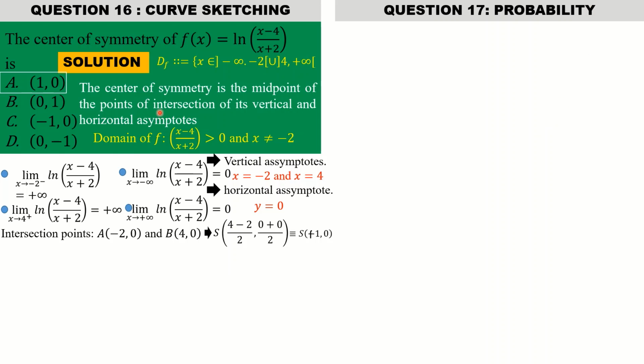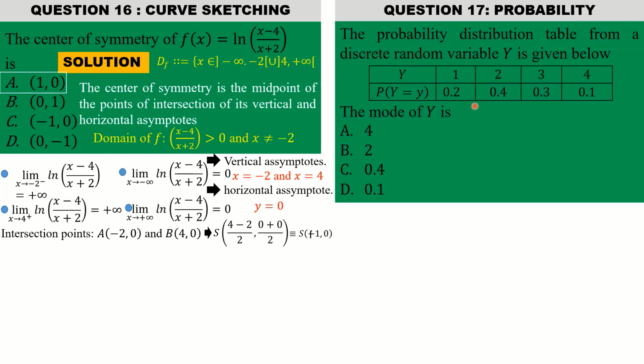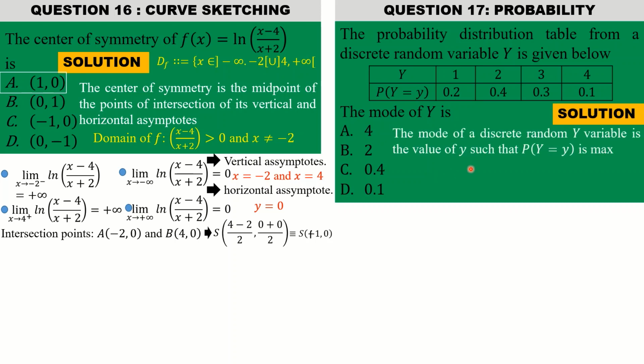It came from the topic probability, and the question reads: the probability distribution table of a discrete random variable Y is given below. The mode of Y is? So, solution: let's define the mode of a discrete random variable Y. The mode of a discrete random variable Y is just the value of small y such that P of capital Y equal to small y is maximum. So here is the table, here is capital Y, and here is P of capital Y equal to small y. Small y is 1, 2, 3, and small y represents integers, that is, natural numbers.